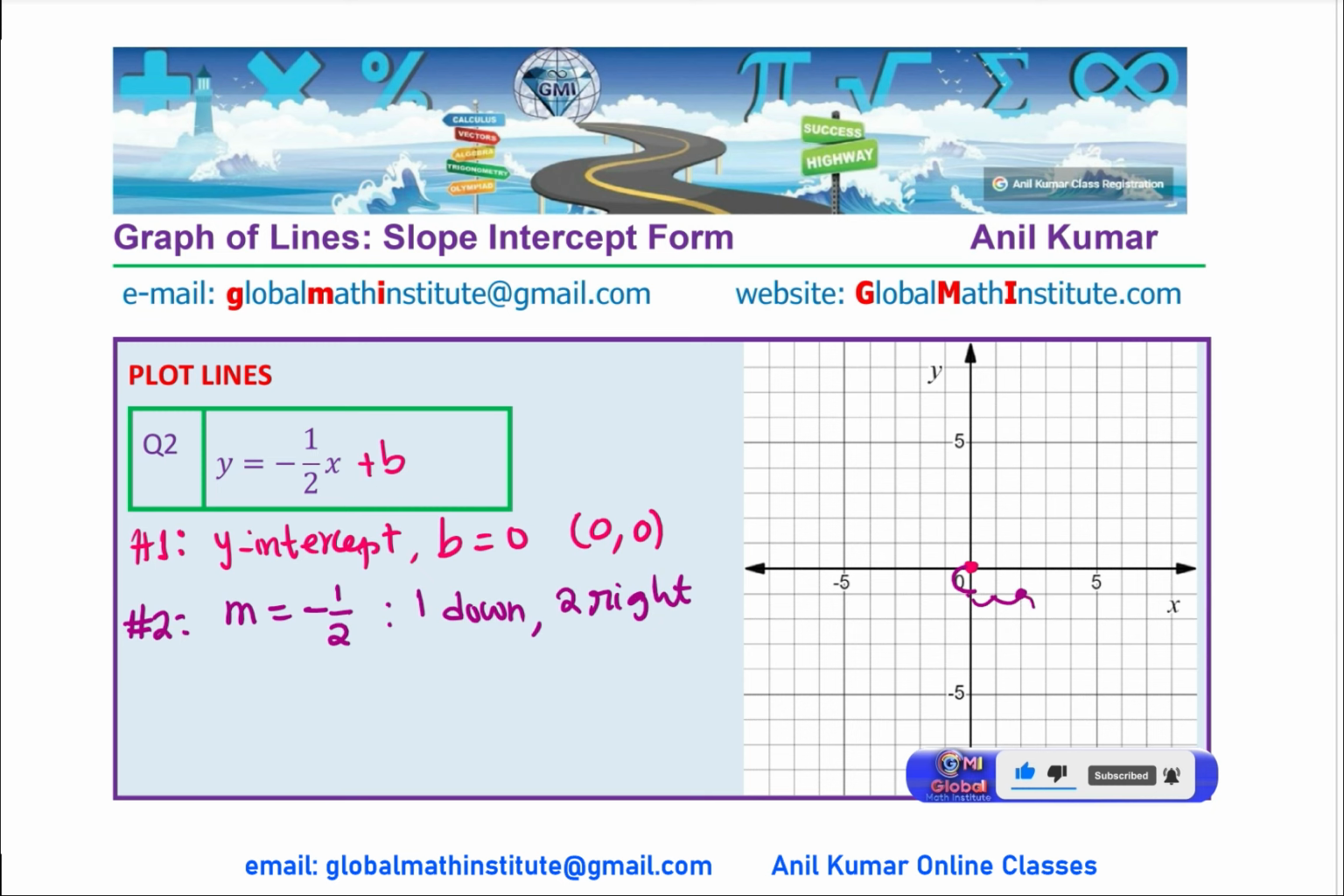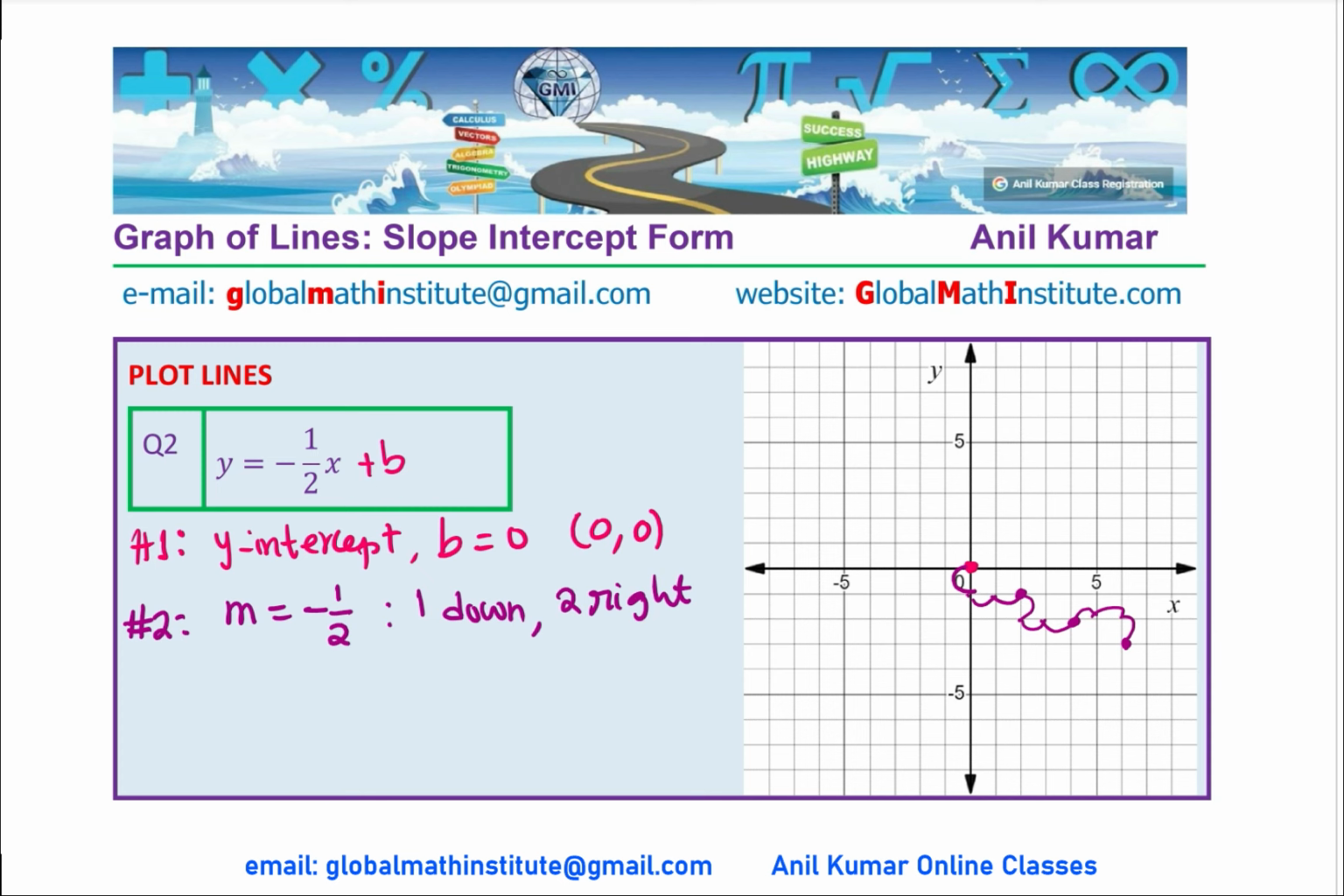Again, you go 1 down, and then you go 2 right. 1 and 2. You get a point. So likewise, you can get a lot of points. Well, this could be followed in a different order also. You can go 2 right first and then 1 down, right? So you get points.